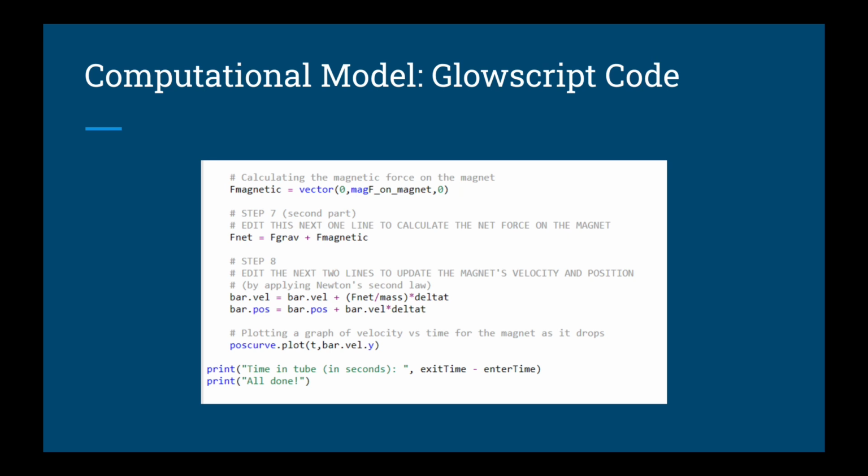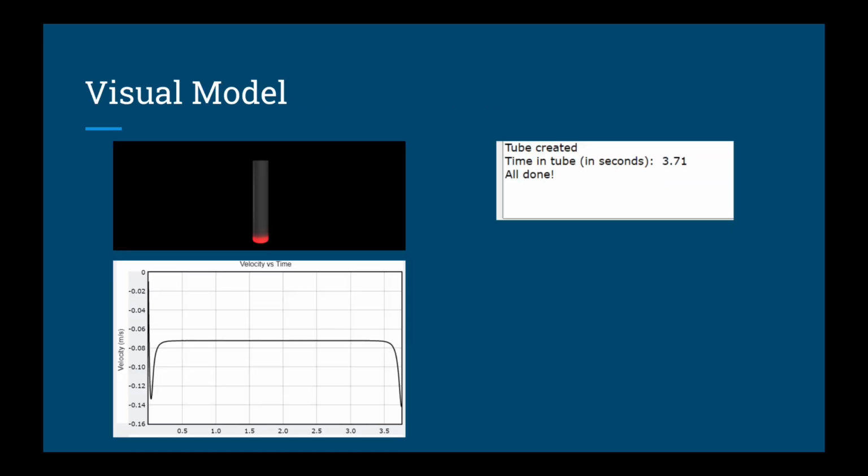and position. Finally, here we see the visual model as well as the velocity versus time graph that was generated. This computational model predicted that the bar magnet would fall through the tube in 3.71 seconds.